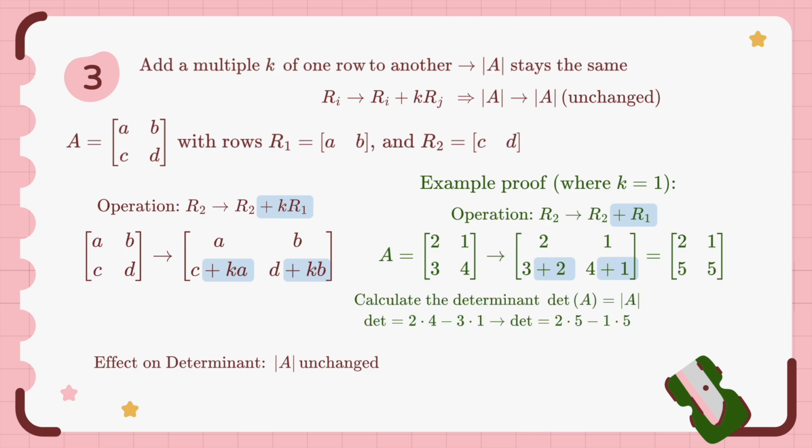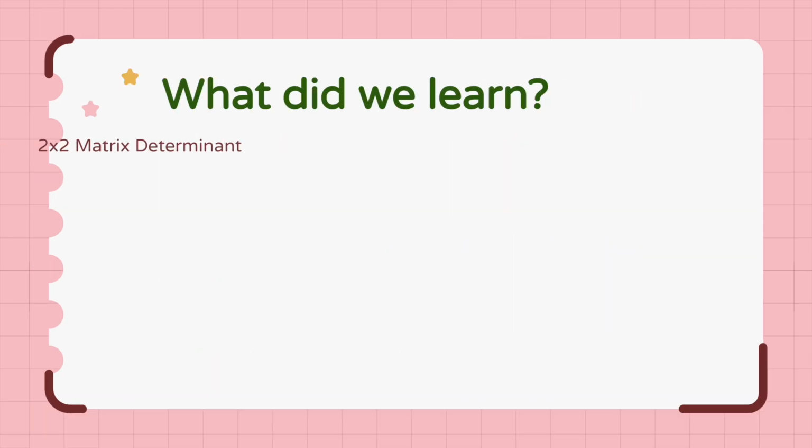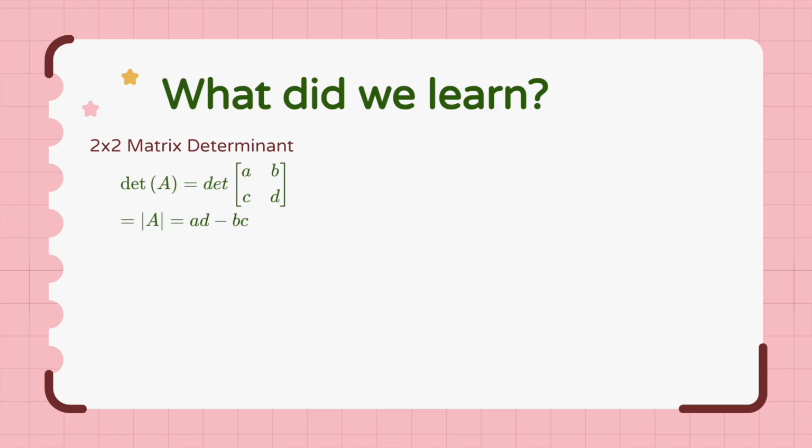Then we can calculate the determinant of each, and after that we find that they end up being the same, 5 and 5. This proves that if we add a multiple of one row to another, the determinant stays the same. So what did we learn? We learnt the 2 by 2 matrix determinant formula. Remember, that's the down diagonal times together minus the up diagonal times together.